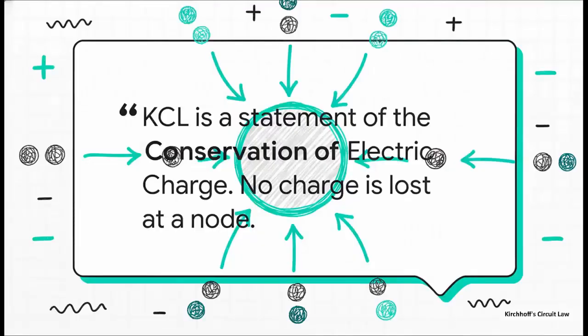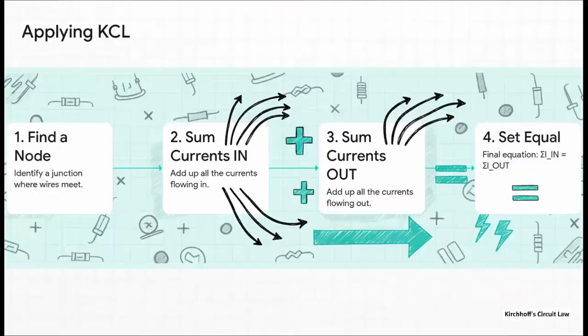And here's the really cool part. The deep reason why this works. KCL isn't just some random rule. It comes directly from one of the most basic laws of physics, the conservation of charge. You see, the charge, the little electrons that make up the current, can't be created or destroyed. So for every electron that flows into a node, one has to flow right back out. It's that simple.